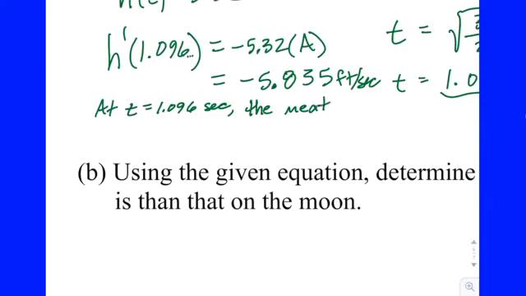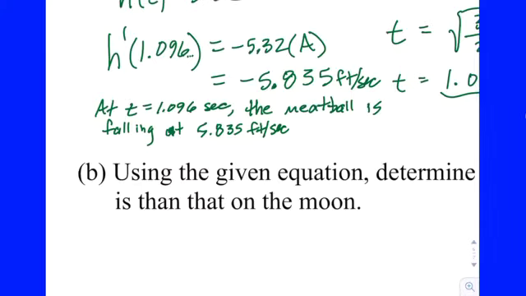Well, we want to describe it in terms of the height of the meatball. Instead of just saying its velocity or its speed is 5.835, we could say the meatball is falling, right? That implies downward, at 5.835 feet per second. So that would be interpreting it as a speed with the direction.